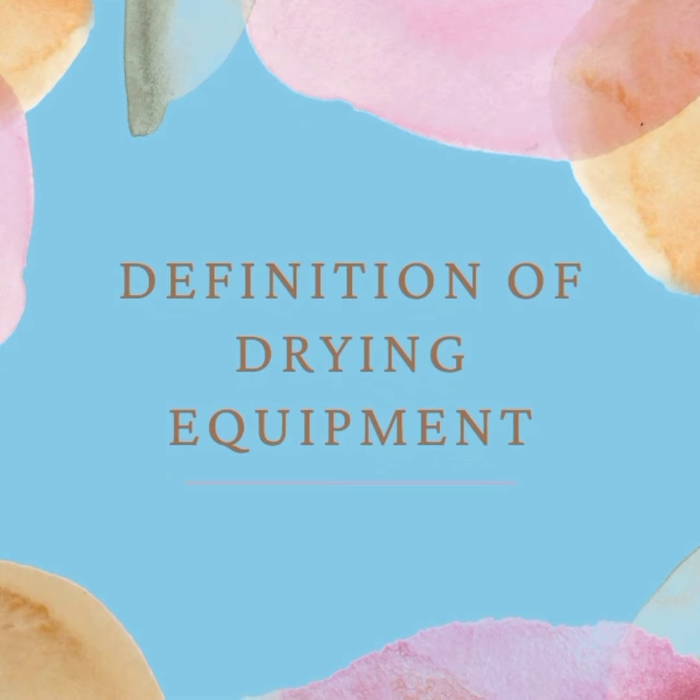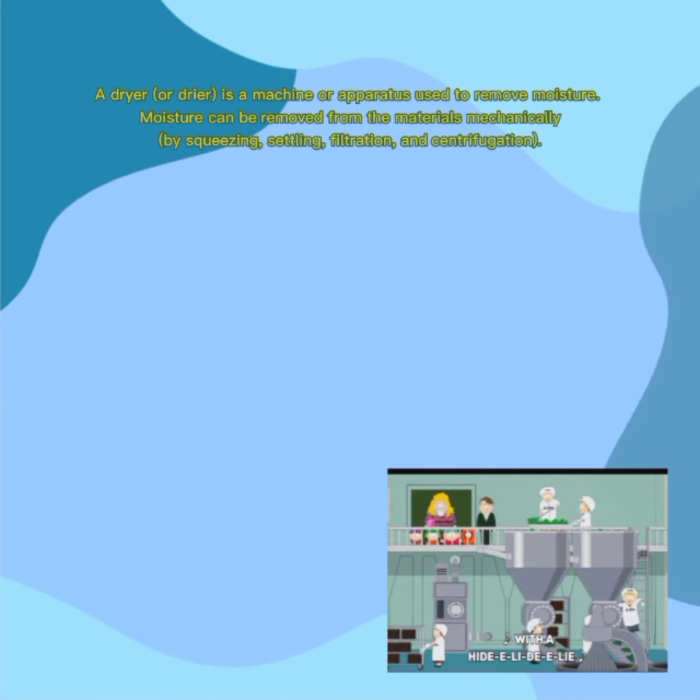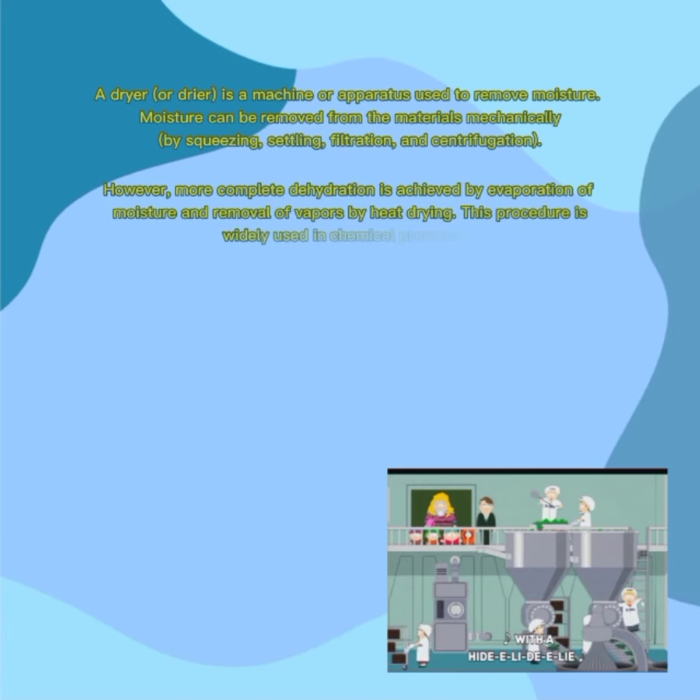Definition of drying equipment. A dryer is a machine or apparatus used to remove moisture. Moisture can be removed from the materials mechanically by squeezing, settling, filtration, and centrifugation. However, more complete dehydration is achieved by evaporation of moisture and removal of vapors by heat drying. This procedure is widely used in chemical processes. It is often the last operation before production of finished product.